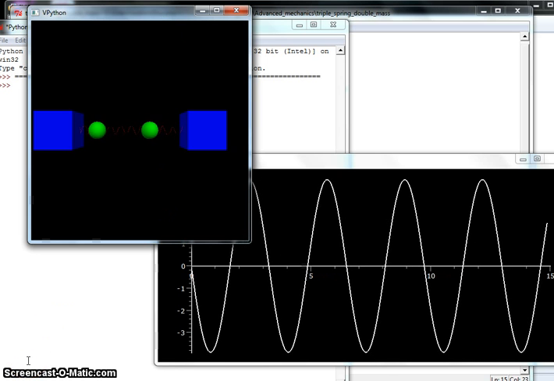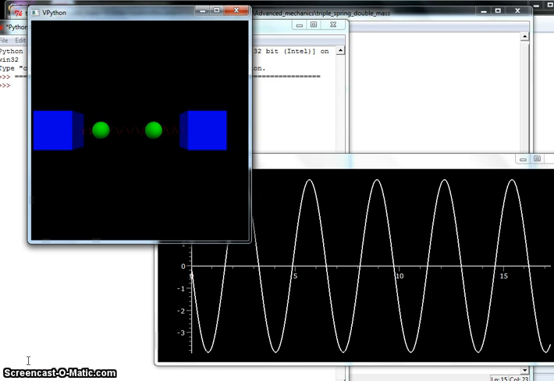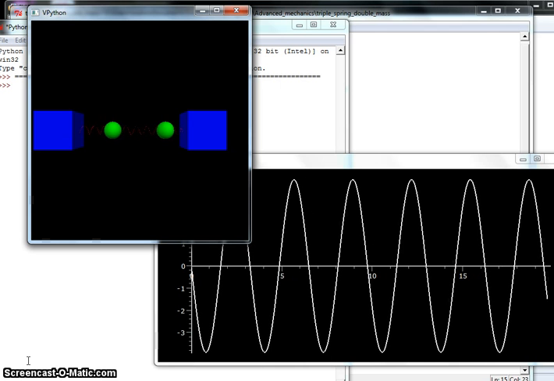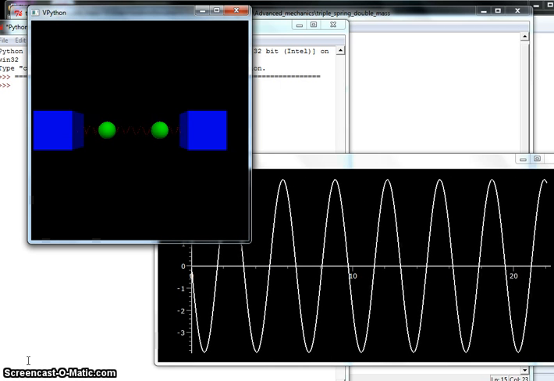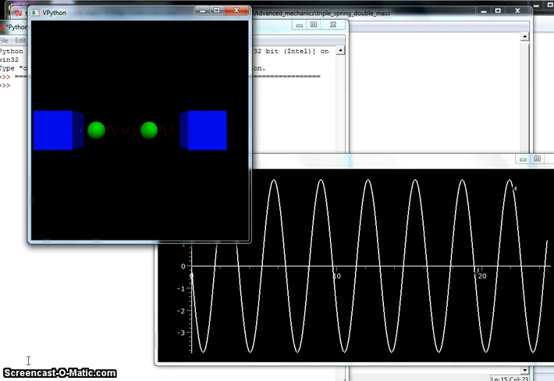And that's it. That's how I found the first and second normal modes of the harmonic oscillator with 2 degrees of freedom. That's it. Thank you.